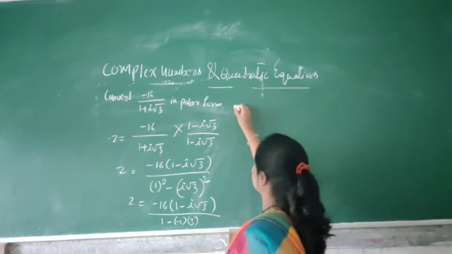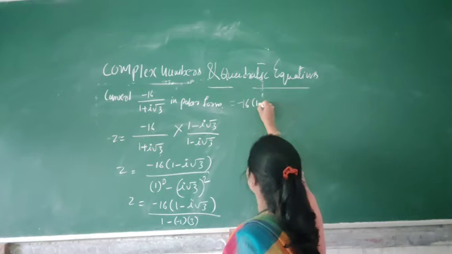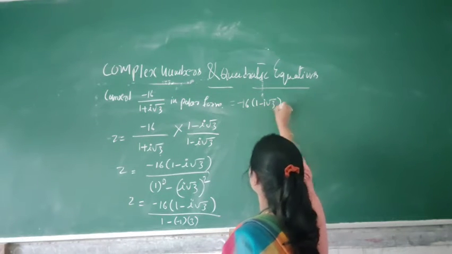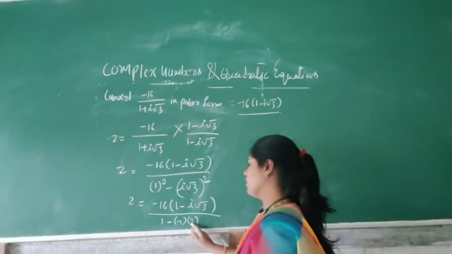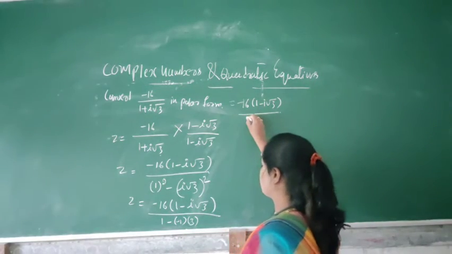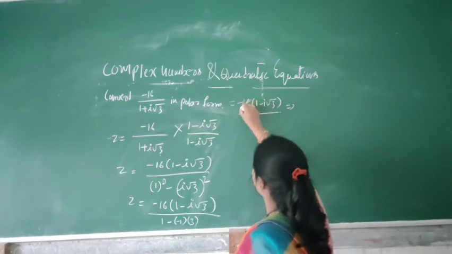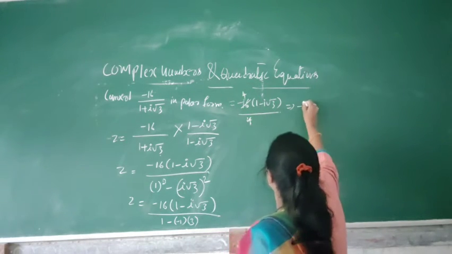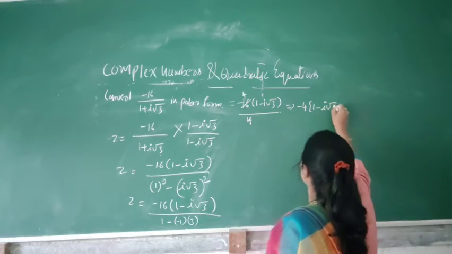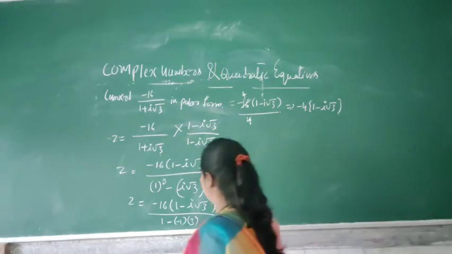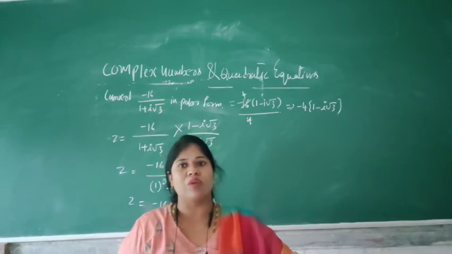So we have to simplify this one. Minus 16 of 1 minus i root 3 divided by 1 minus of minus, plus into 3. 1 plus 3 is equal to 4. 4 ones are 4, 4 fours are minus 4 of 1 minus i root 3. I don't want this minus 4; I want it to be plus 4.